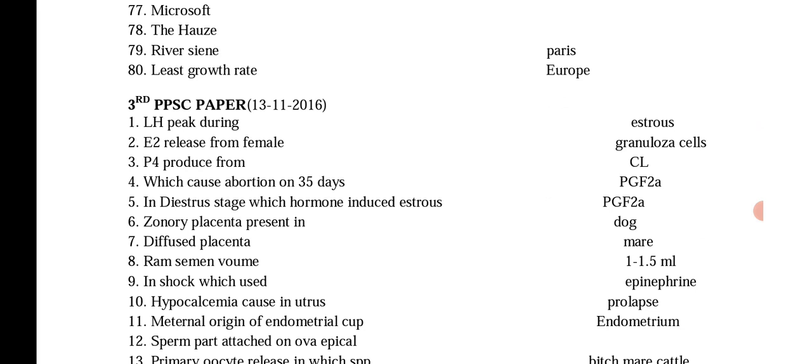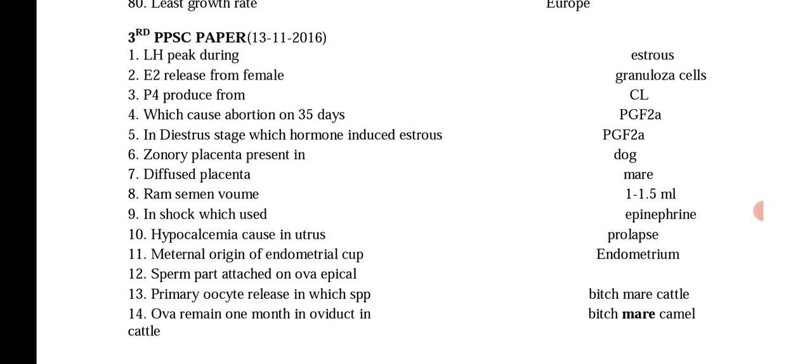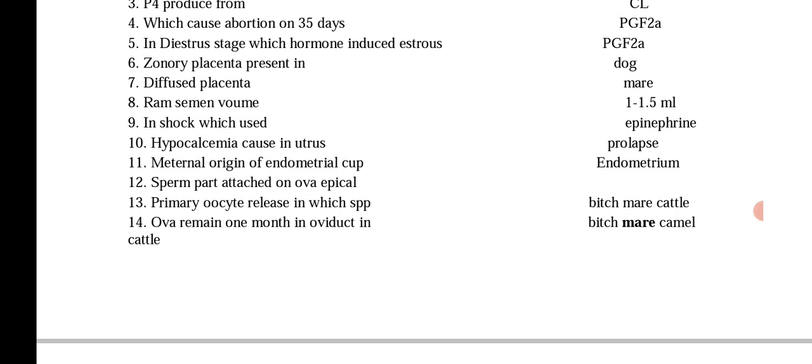Zonary placenta is present in the dog, cotyledonary placenta is present in cattle and buffaloes, and diffuse placenta is present in the mare and pigs. Ram semen volume is 1 to 1.5 ml. Maximum semen volume is of the pig, 300 plus ml, followed by the mare at approximately 150 ml. Cattle and buffaloes have approximately 6 to 10 ml, more appropriately 6 ml, while ram semen is 1.5 ml.